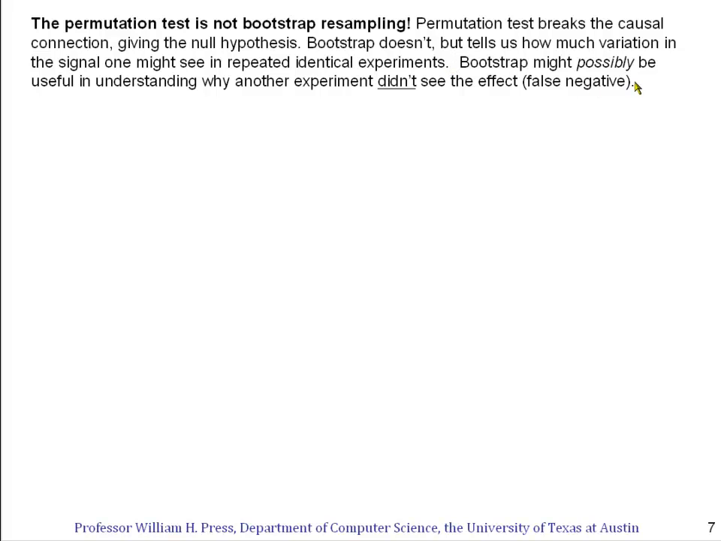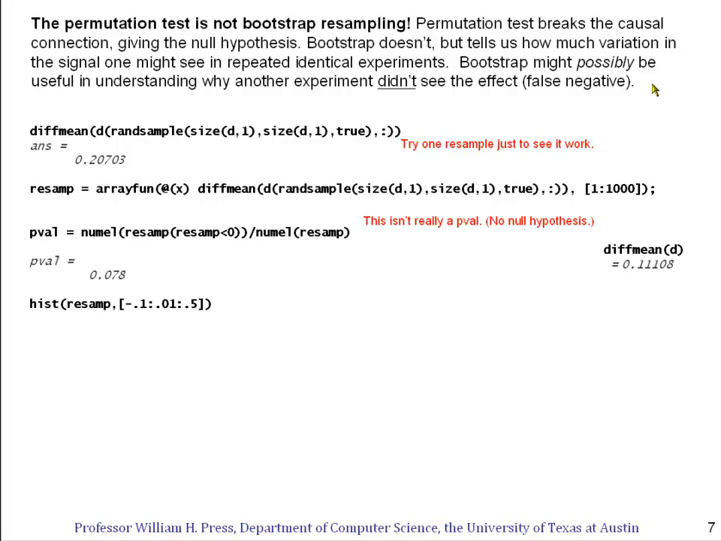Bootstrapping here might possibly be useful in answering a different question, and that question would be, what if there was another experiment that had about the same number of people enrolled but didn't see the effect? In other words, it got what you think is a false negative, because you're pretty confident in your positive result. Let's see how you would compute that.